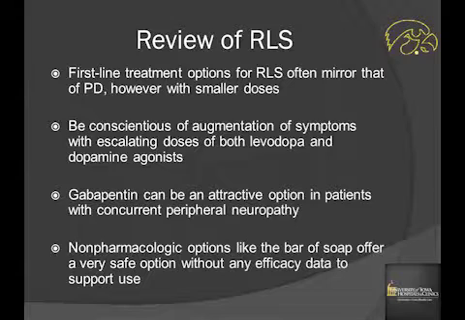Gabapentin actually can be an attractive option in patients with concurrent peripheral neuropathy. And again, starting at low doses, taking it at bedtime, we can oftentimes avoid some of those side effects that we see with gabapentin. And then some of these non-pharmacologic options like the bar soap in the bed offer a very safe option, again, without really any kind of efficacy data to support its use. But in a patient population where we're really focusing on doing no harm, that might be something that we can recommend.